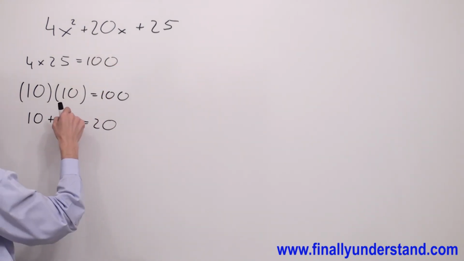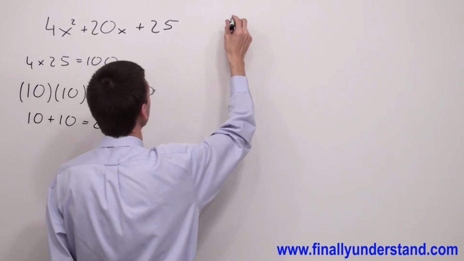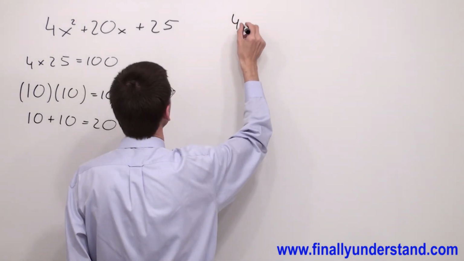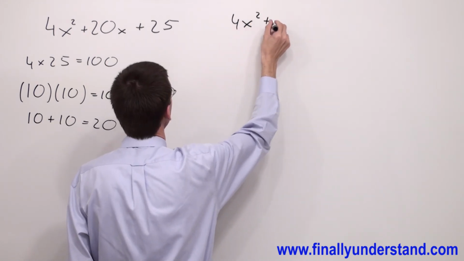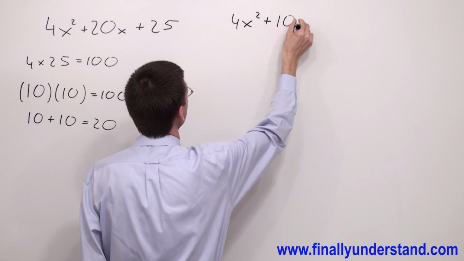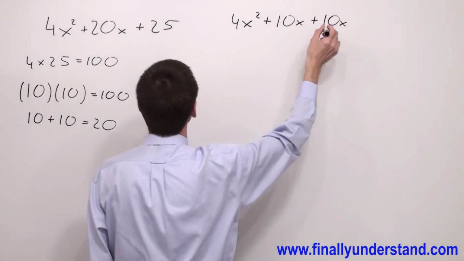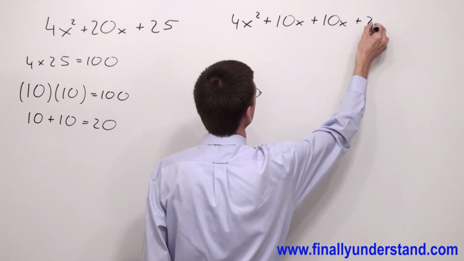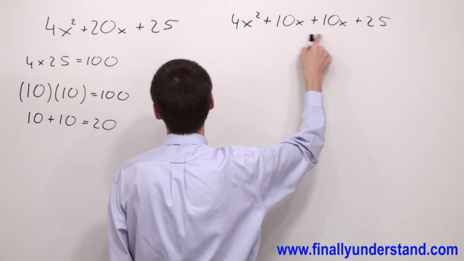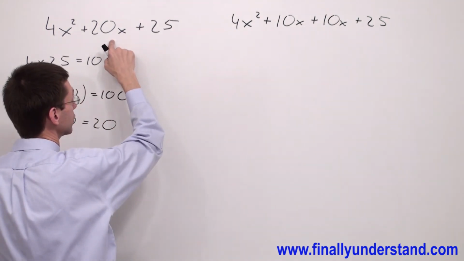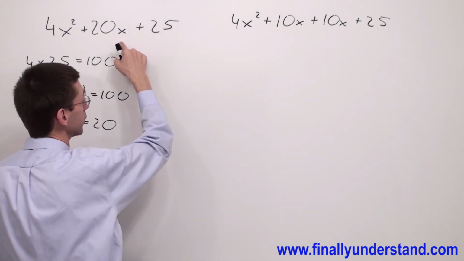Next, I'm supposed to rewrite the original trinomial, and I have to write this as 4x squared plus 10x plus 10x plus 25. 10x plus 10x is equal to 20x. So this expression is equivalent to this one.